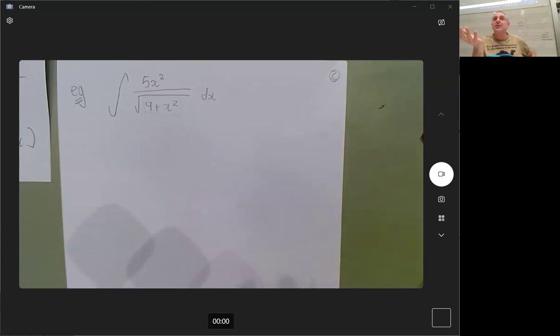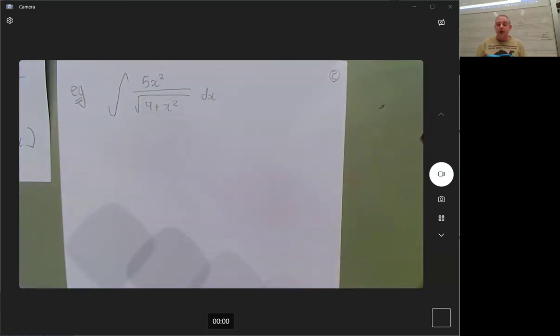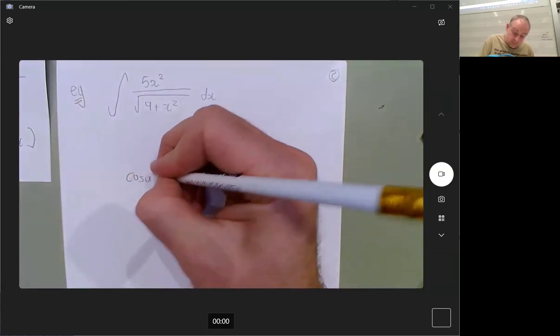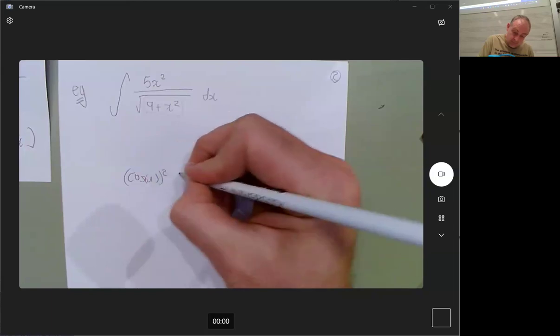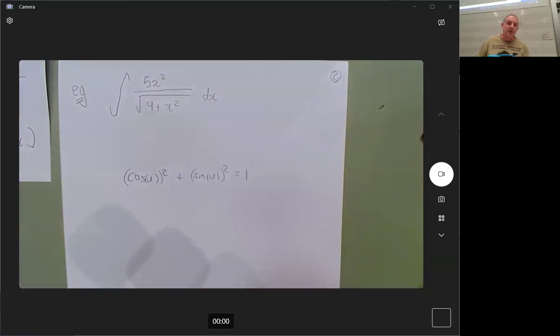Your lecturer probably uses theta. I don't, I just use u for everything. So you're going to have to cope. I'm not going to say what u is yet, but I am going to write down the trig identity that I hope will help. And the only trig identity that has squares in it that I can remember off the top of my head is this one. That is the fundamental trigonometric identity.